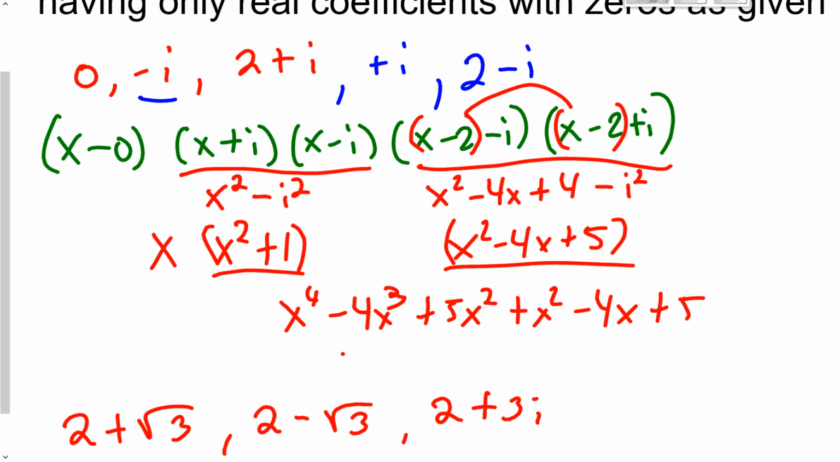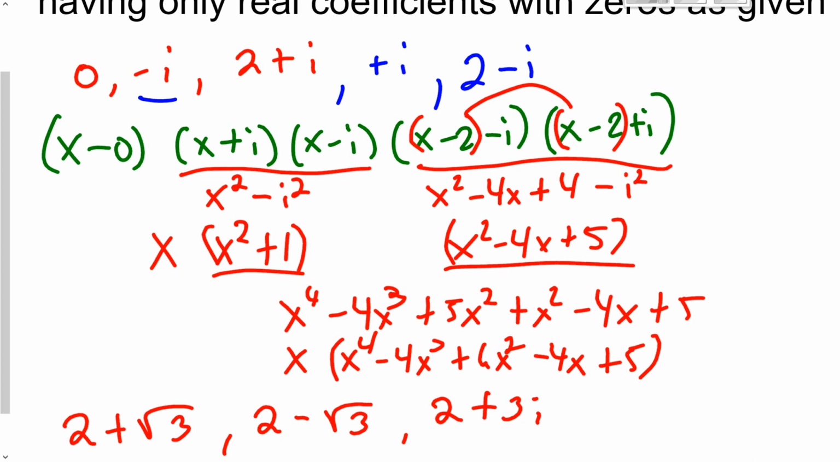So we get x to the 4th minus 4x cubed plus 6x squared minus 4x plus 5. Now we can go ahead and distribute that x and finish this polynomial off. Distributing it, we get x to the 5th, x to the 4th, x to the 3rd, x to the 2nd, and an x. So there's going to be our function f of x.